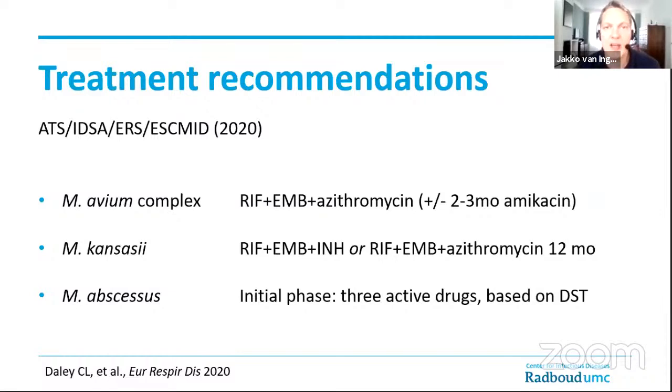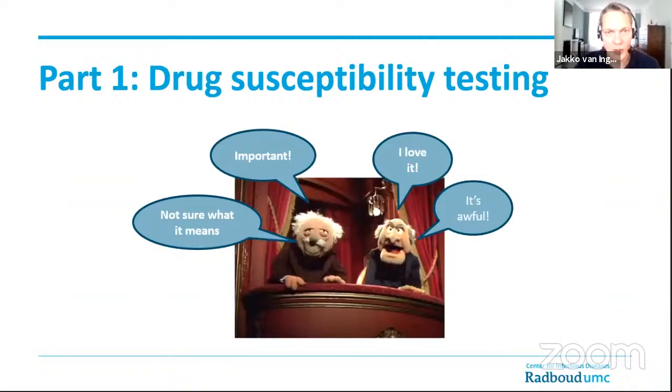And then Mycobacterium abscessus is just very complex. And essentially, the new guidelines say, in the initial phase, try and treat with 3 drugs that show in vitro activity. And that suggests that there are many more. The truth is, there aren't many more than those 3. So that's important to know. So a lot of macrolides, a little bit of anti-TB drugs, and then abscessus, it's just a whole different ballgame.